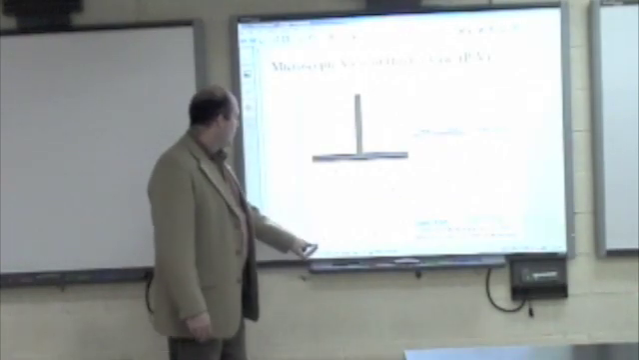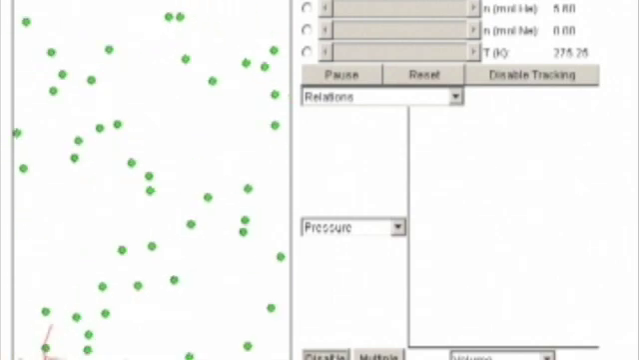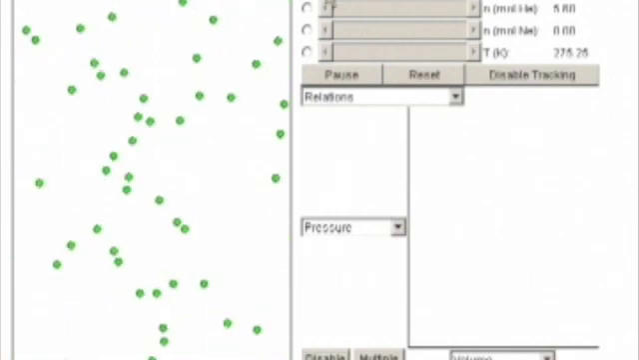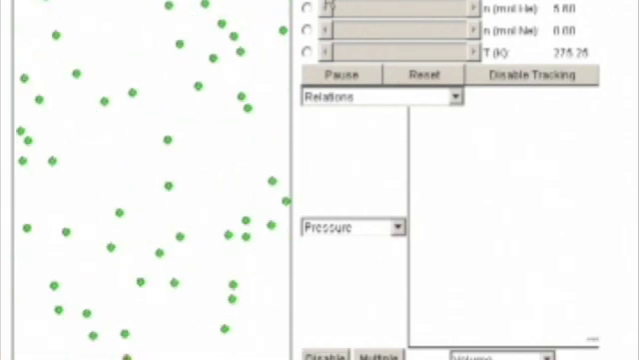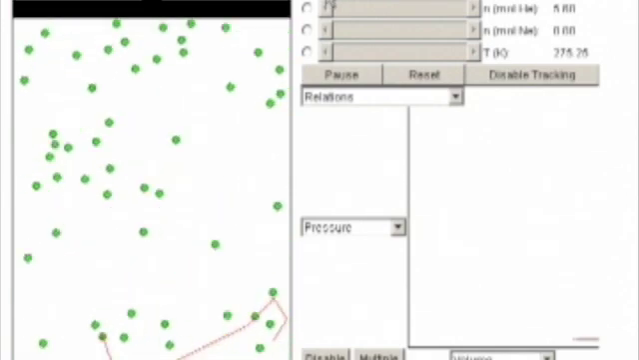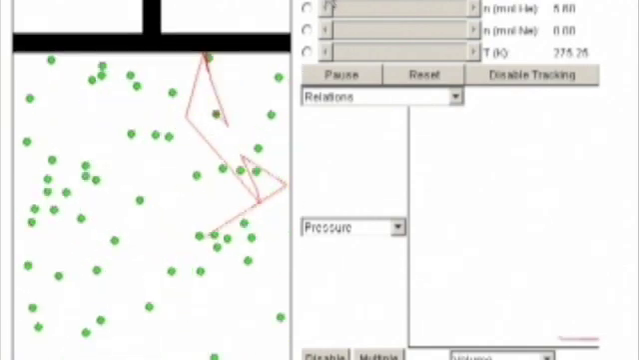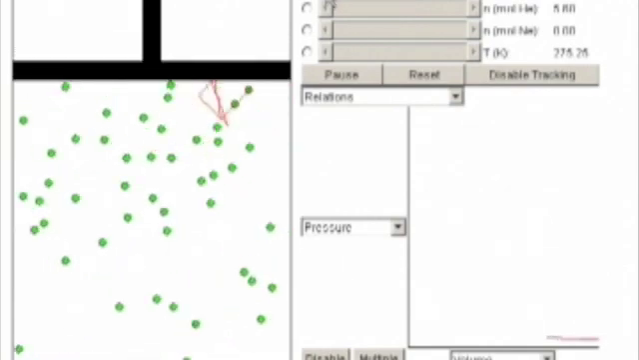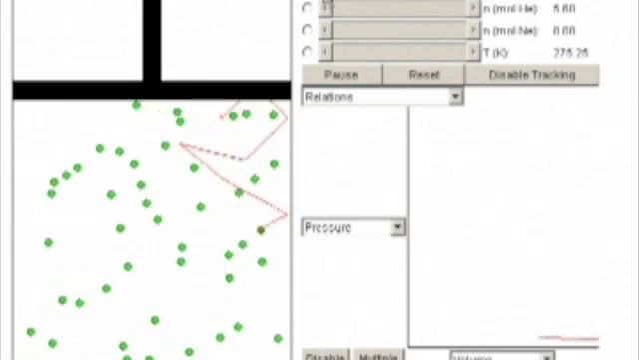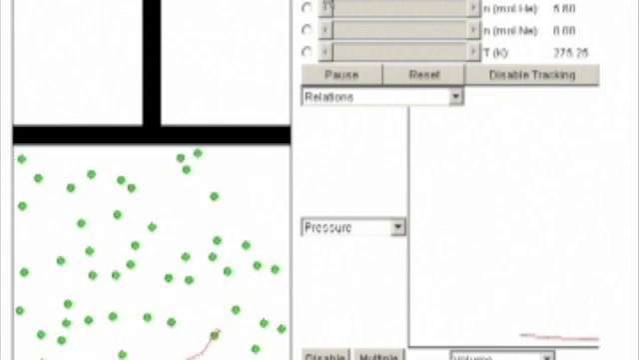Let's look at a microscopic view. Now we're going to enable this, and we can start our graph. As we decrease the volume, the same number of molecules have a smaller space to move around in. They collide more often with the walls. The collisions are more focused.